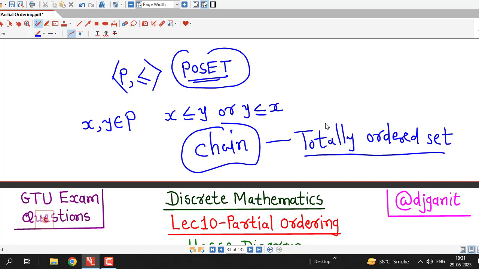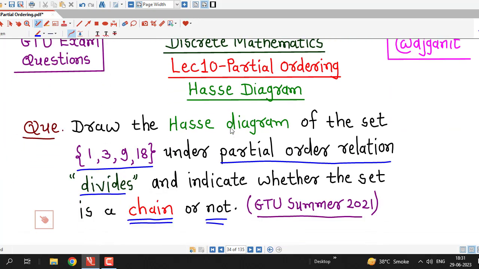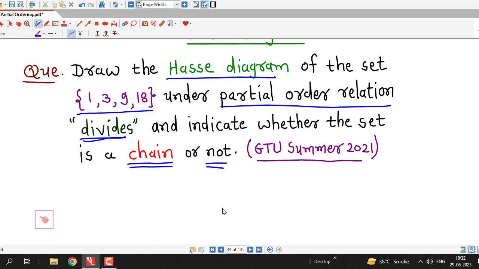So in a chain or totally ordered set, if we take any two elements from the given poset, then they are related to each other. Either x is related to y or y is related to x. In this question, first we have to draw the Hasse diagram of the partially ordered set with the divides relation, and then from the Hasse diagram we have to decide whether the set is a chain or totally ordered set or not. So first we try to draw the Hasse diagram of this set having 4 elements.